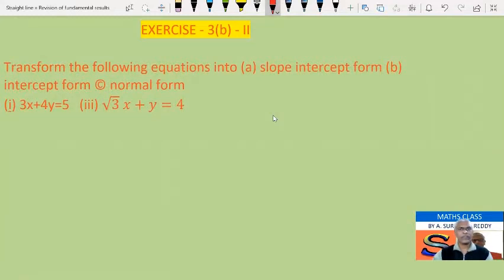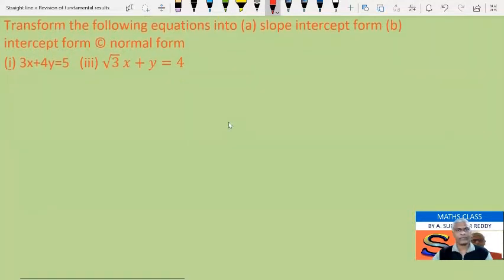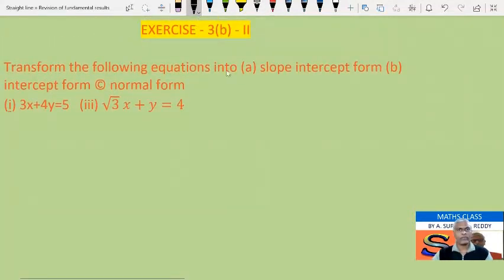Transform the following equations into a slope-intercept form, intercept form and normal form. We have to transform the given following equations into these three forms. First one, slope intercept form.